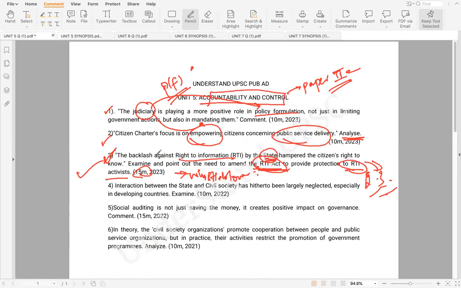The next question is: interaction between the state and civil society has hitherto been largely neglected, especially in developing countries. Examine. It is only basically talking about how civil society has not been given due significance or importance in the present society up until now. That is it. So primarily in developing countries.